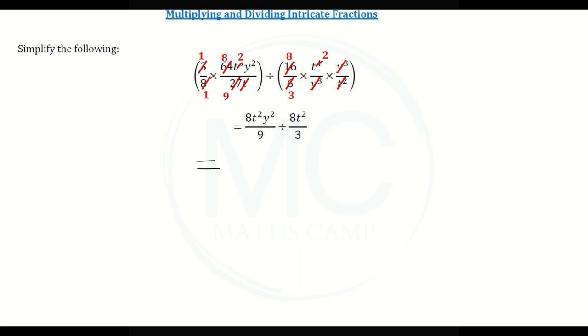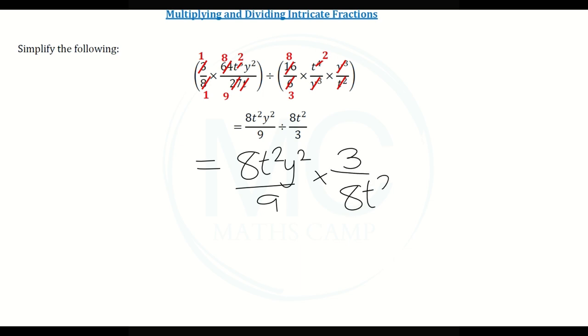Let's leave our first fraction as it is. We have 8t squared y squared over 9, and we're going to multiply it by 3 over 8t squared. And now we can cancel. We have 9 and 3, both are divisible by 3. 9 divided by 3 leaves us with 3. 3 divided by 3 leaves us with 1.